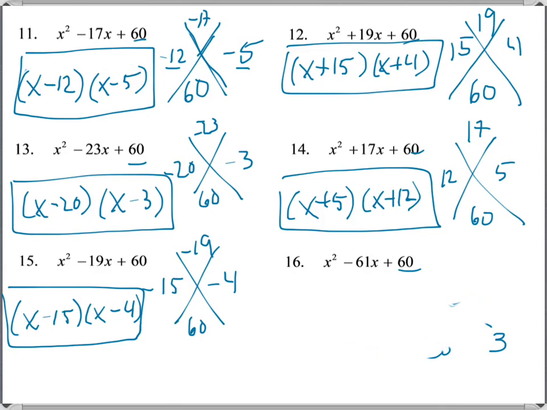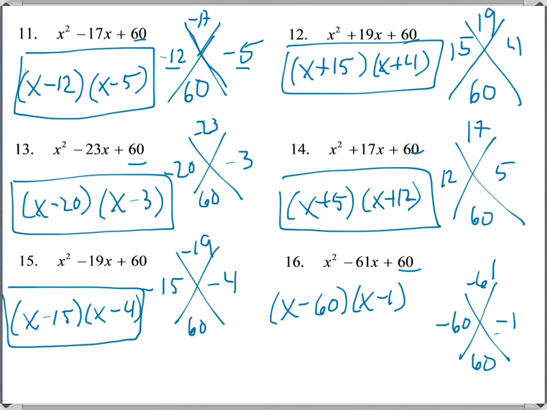And for number 16, that's going to be 60 and negative 61. So let's make that negative 60 and negative 1. So it's x minus 60 and x minus 1. All right, so tomorrow we're going to talk about trinomials that have a lead coefficient that's not 1. Right now you should be able to factor trinomials with lead coefficient of 1 into 2 binomial factors.